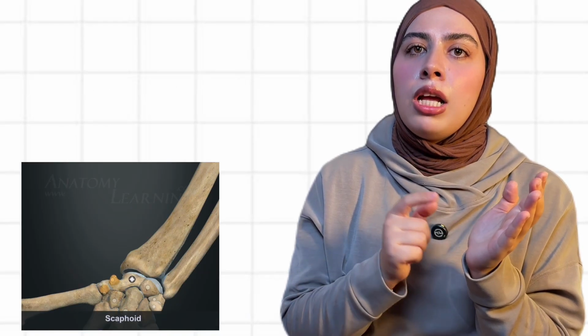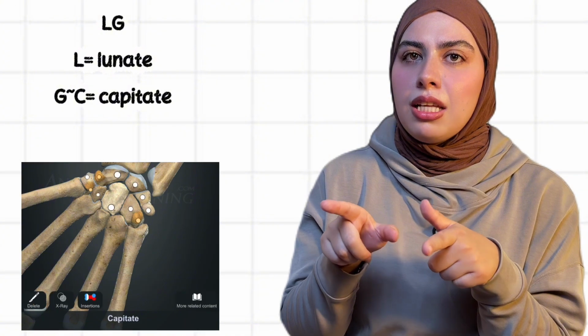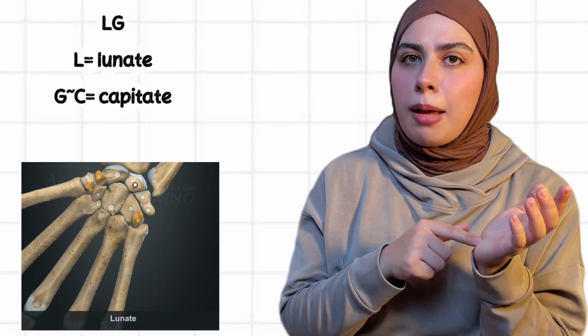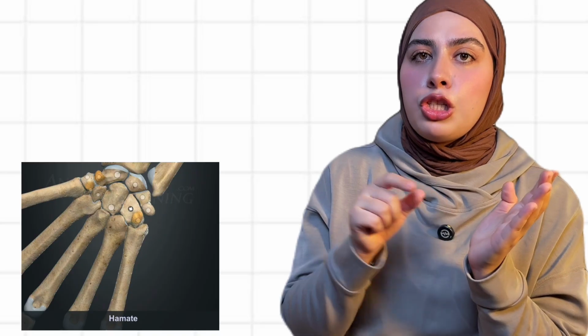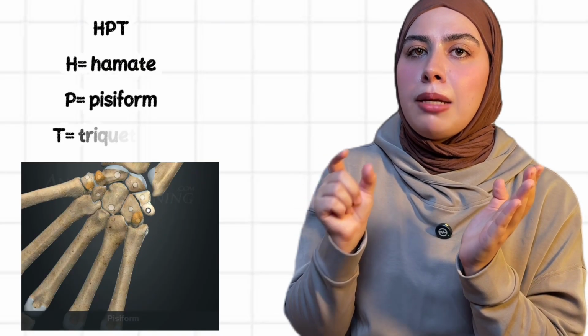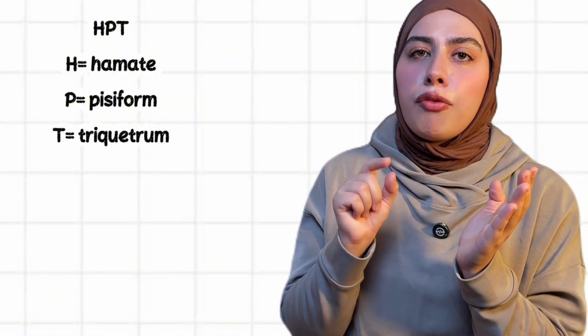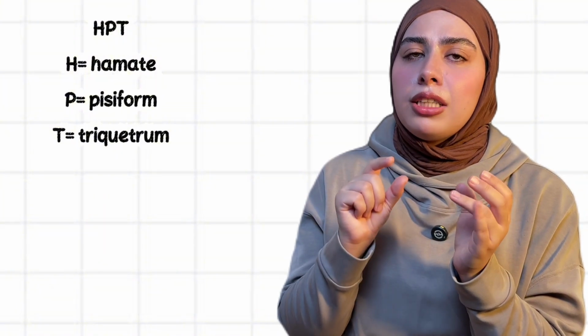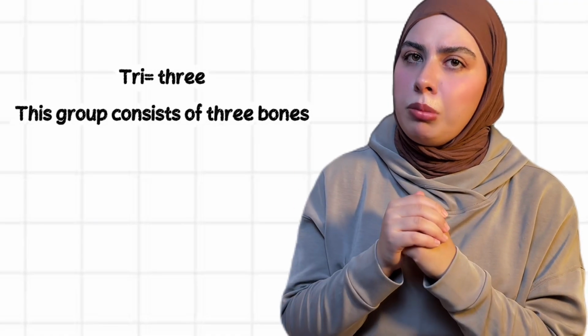The second group is LG. L stands for lunate. G is similar to C, and the C stands for capitate. And then we have the third group, which is HPT. H stands for hamate, P stands for pisiform, and T stands for triquetrum. If you forget the name triquetrum, tri means 3, and that may help you remember it. That's my way of memorization.